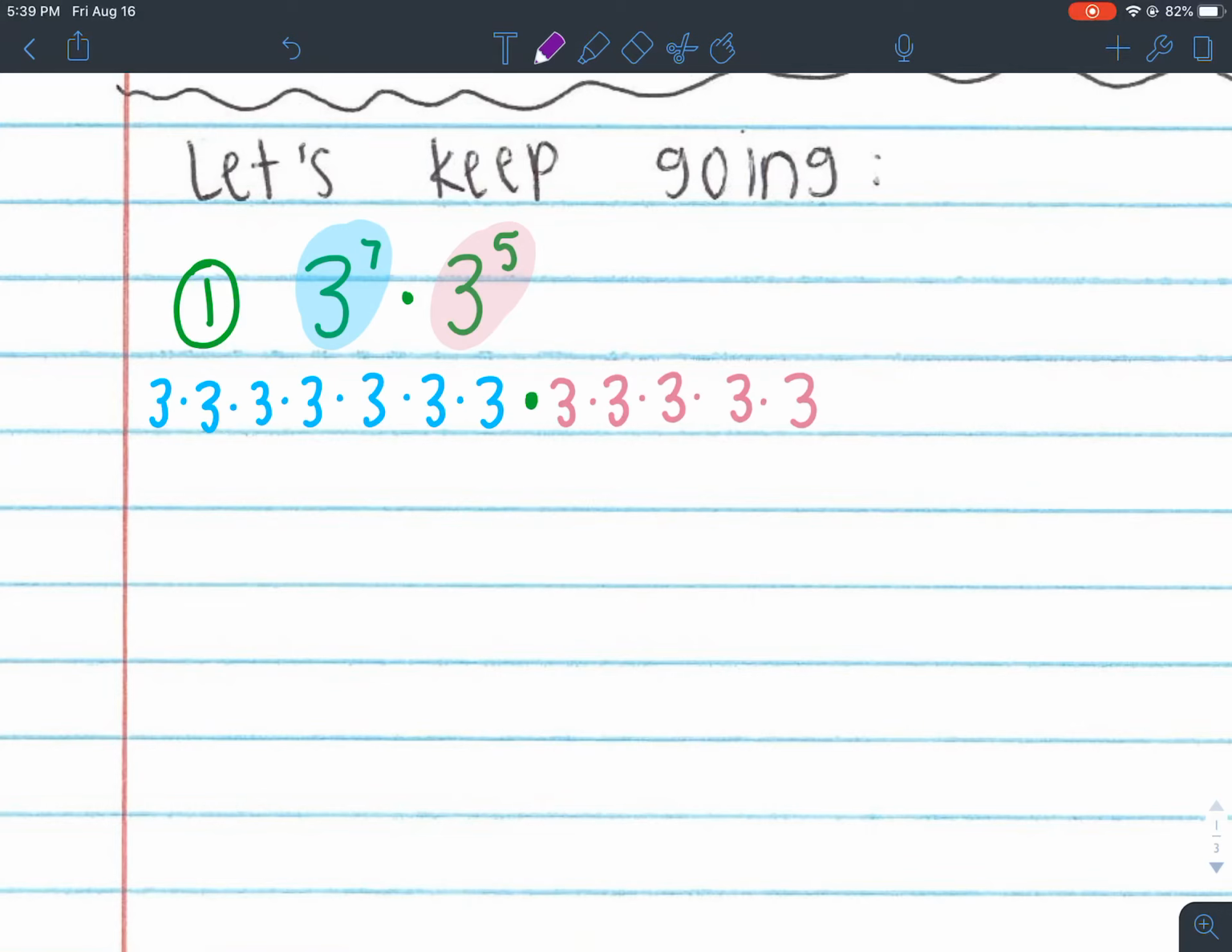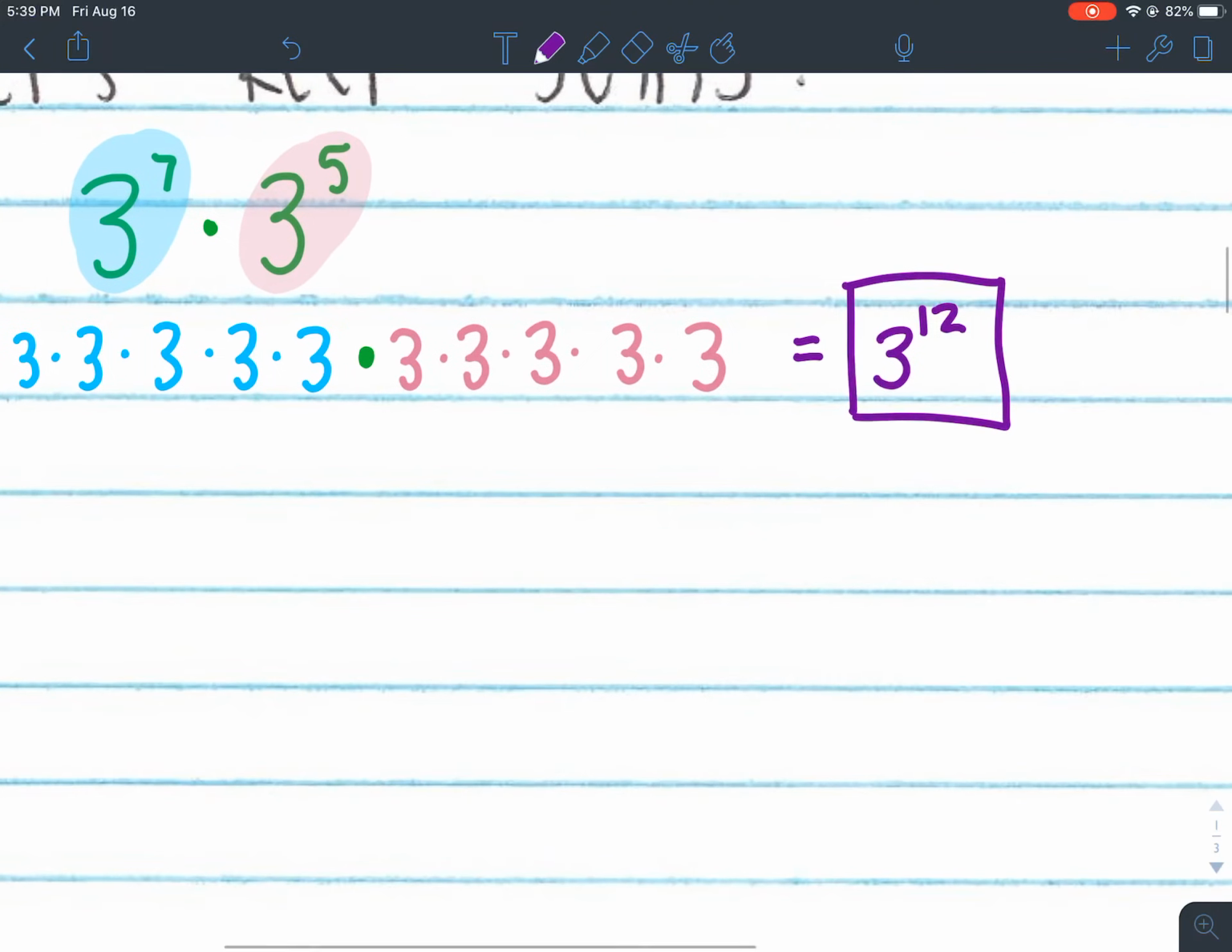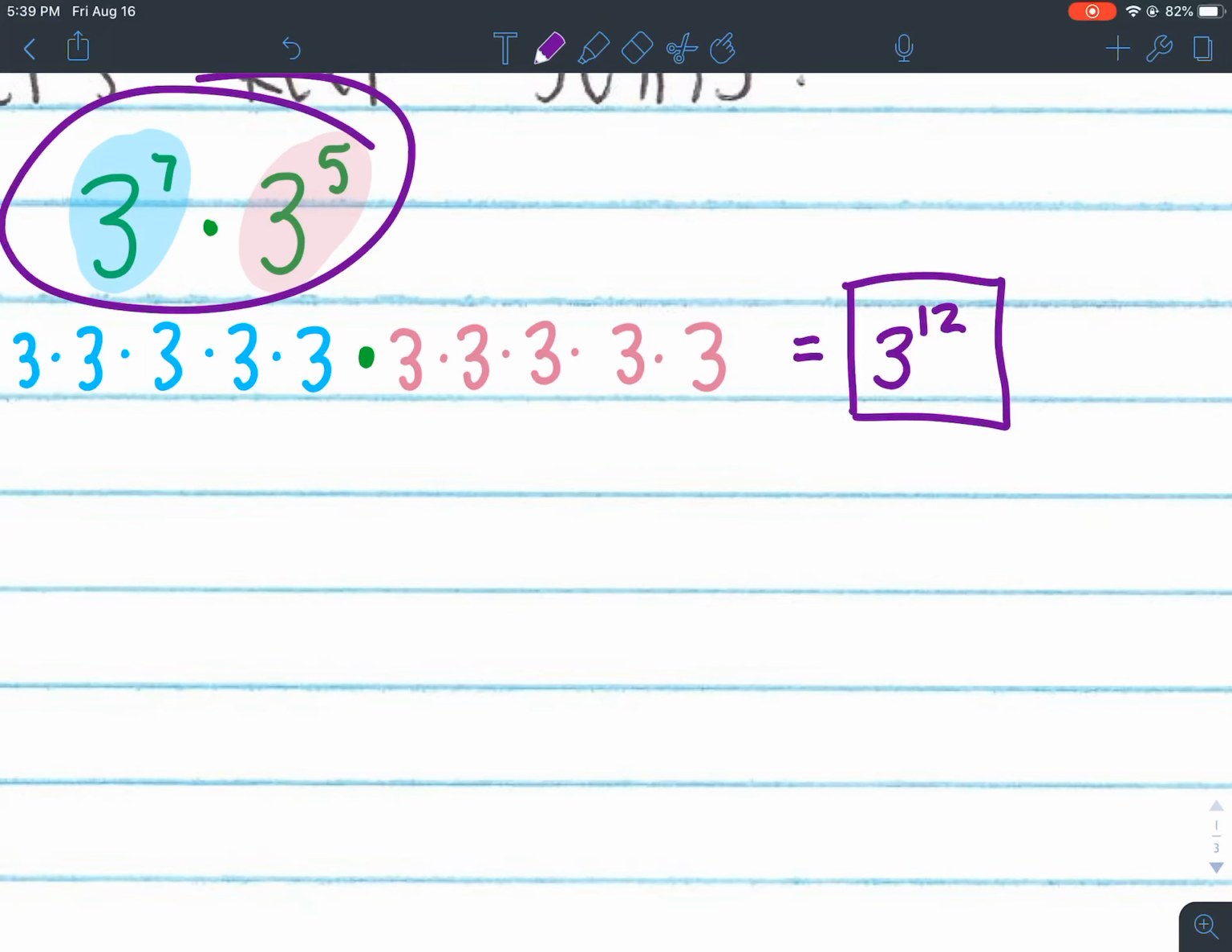So I have all of these 3's all being multiplied together. How many 3's are being multiplied together? 1, 2, 3, 4, 5, 6, 7, 8, 9, 10, 11, 12. I have it 12 times. So that means I have 3 times itself how many times? 12. 3 to the 12th. All right, is there an easier way to do this? Do we see a shortcut? Let's look back here. Do we see a shortcut?